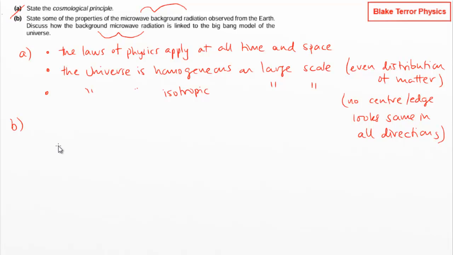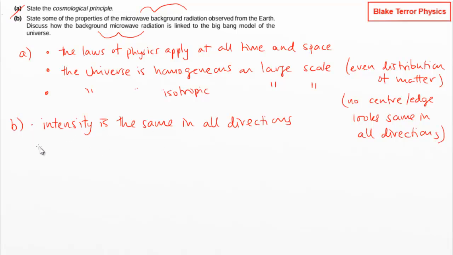So yeah, some of the properties, again, we don't need many properties. So we can say, first of all, the intensity is the same in all directions. Now, some people get caught out by this, that they'll just say that the microwave background radiation is the same in all directions. They'll leave out the intensity bit. But the intensity bit is important because otherwise, what are you saying is the same in all directions? Is it the intensity? Is it the wavelength? It could be many different things. So say what it is that is the same in all directions.